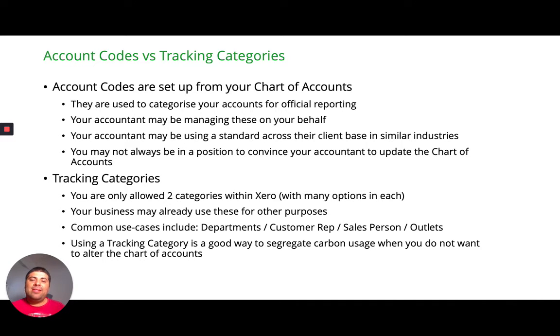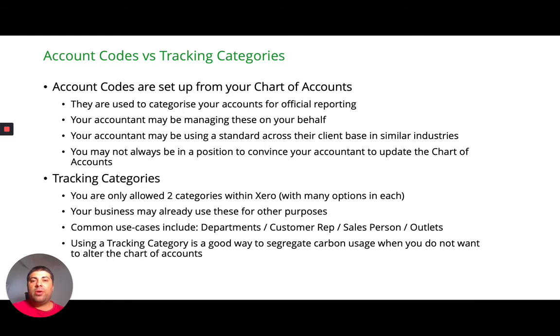Tracking categories are a different method of splitting and identifying your data. Xero allows you two tracking categories. So unfortunately, the list is also very finite. Each category can have multiple options. The general guidance is use up to around 100, but we've known businesses which have used much more. The common use cases for tracking categories include departments, customer representative, salesperson, outlets, basically anything which will allow you to also monitor the expenditure or sales by different categories or areas of business.